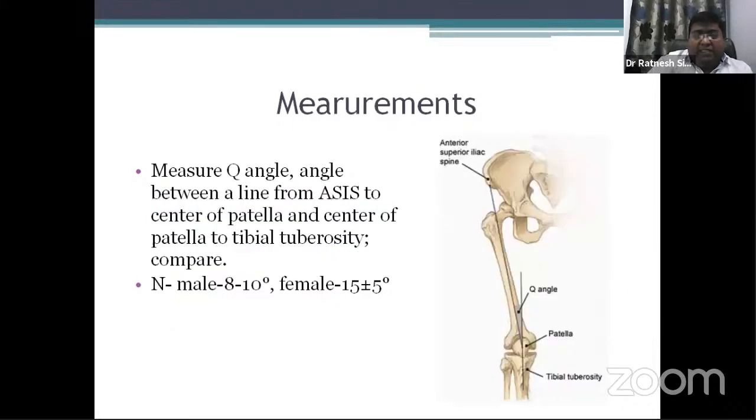Now the measurement. Measure the Q angle. Q angle is the angle between a line from the anterior superior iliac spine to the center of patella and the line from the center of patella to tibial tuberosity. Compare with the other side. Normally in males it is 8 to 10 degrees and in females it is 15 plus or minus 5 degrees, meaning 10 to 20 degrees in females.